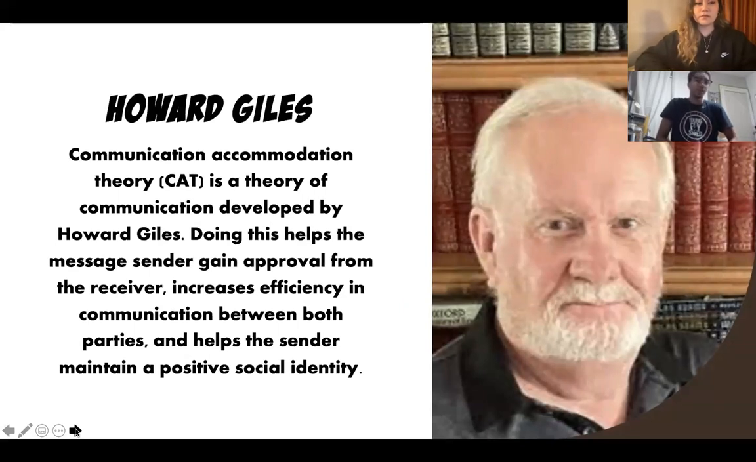So the communication accommodation theory, also known as CAT, is a theory of communication developed by the man Howard Giles. In doing this, this helps the message sender gain approval from the receiver, increases efficiency in communication between both parties, and helps the sender maintain a positive social identity. So basically, this is speaking about how efficiently we can communicate with each other by using this method and this theory, and how it would help different people interact with each other depending on their mood, social status, or hierarchy in their profession or business or even just personal relationships.